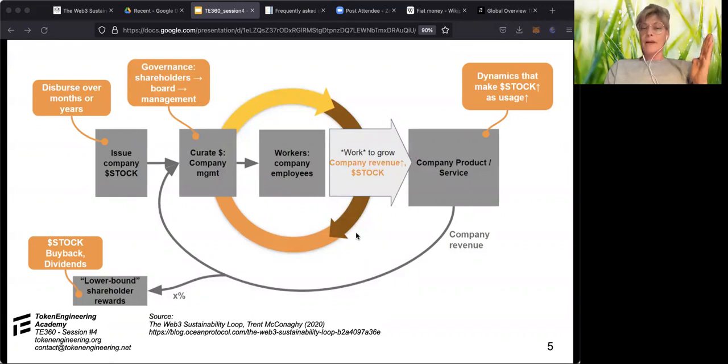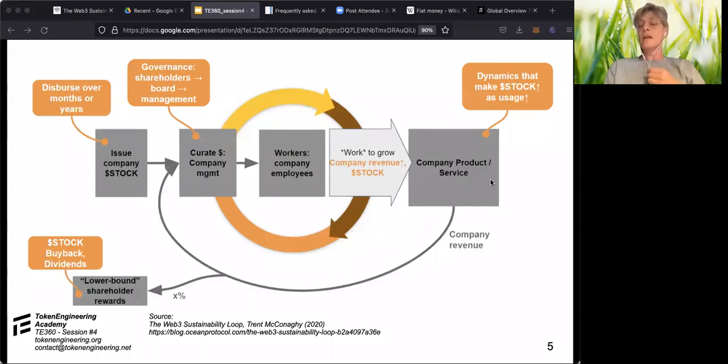The company issues and sells stocks. The company works to grow the revenue and the dollar value of stocks, middle right. And the company's product services are designed such that the usage increases and the value of this stock does too, on the top right. And then finally, stocks give the company optionality to give shareholders some lower bound of reward, such as dividends and buybacks at the bottom left. And this keeps investors happy over the longer term when there was less revenue growth.